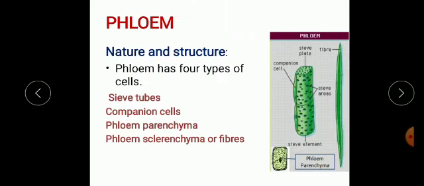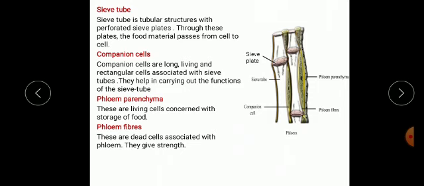Phloem. Nature and structure. Phloem has four types of cells, sieve tubes, companion cells, phloem parenchyma and phloem sclerenchyma or phloem fibers. Sieve tubes. Sieve tube is tubular structure with perforated sieve plates. Through these plates, food material passes from cell to cell. Companion cell. Companion cells are long, living and rectangular cells associated with sieve tubes. They help in carrying out the functions of sieve tubes.